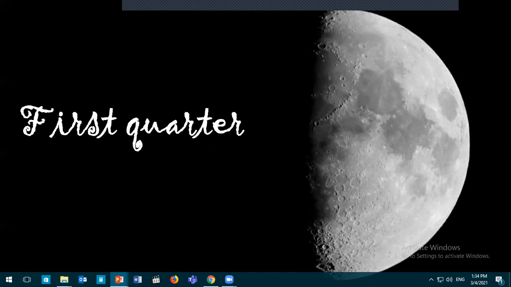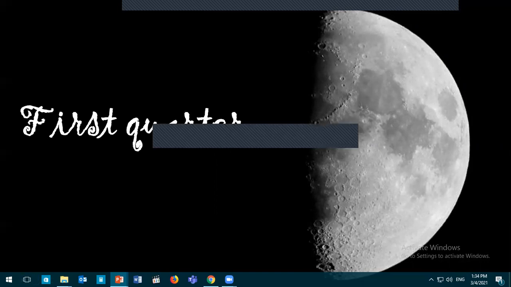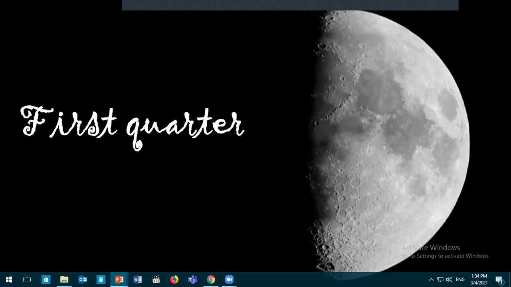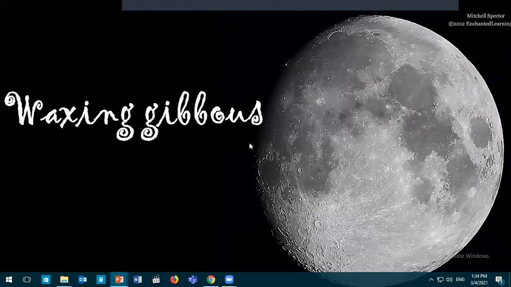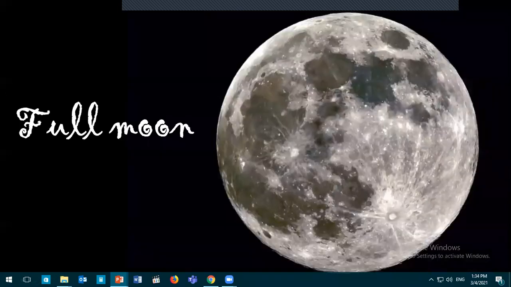I'm sorry, my Wi-Fi was bad. It's okay. How do I know if this is a first quarter or last quarter? First quarter is on the right. Yes, so you have the light on the right. How do I know this is waxing crescent or waning? Because the light is always on the right side. But if it's a crescent on the left and the light is on the left side, it is a waning crescent. And that's what comes after the full moon.